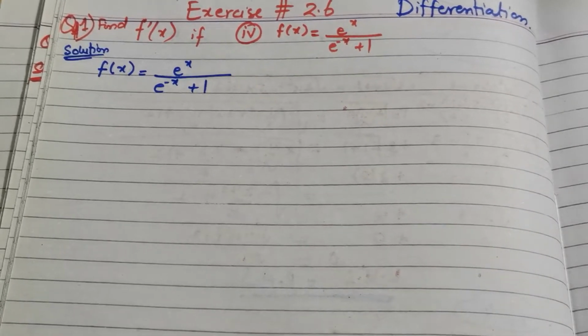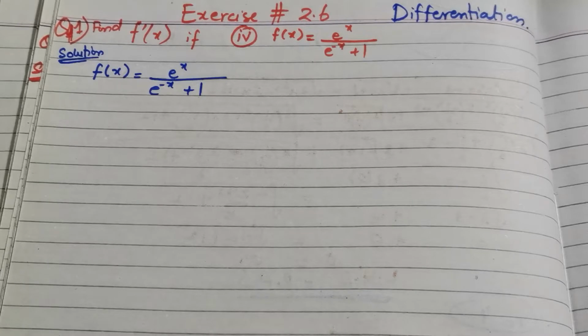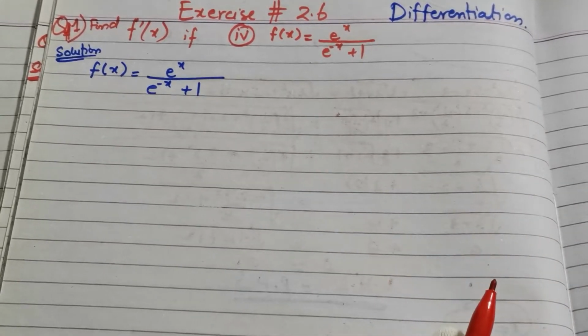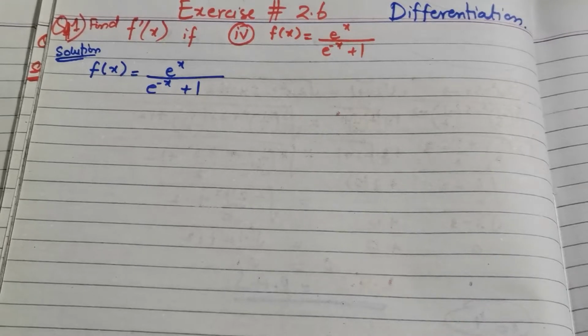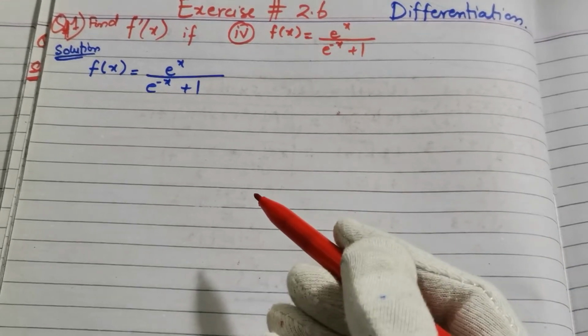Today I'm going to teach you exercise number 2.6, differentiation. Question number 1, part 4. Find f dash of x. f of x is equal to e to the power x divided by e to the power minus x plus 1.